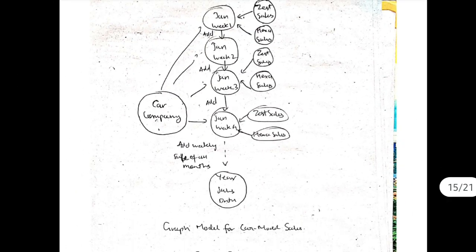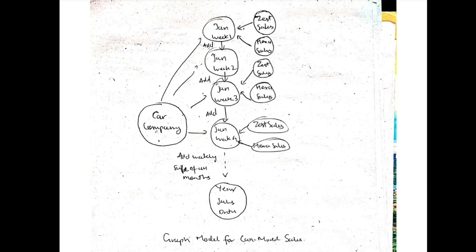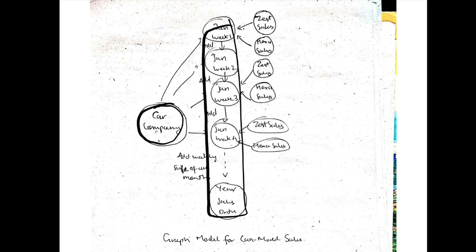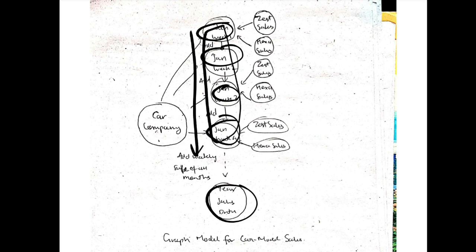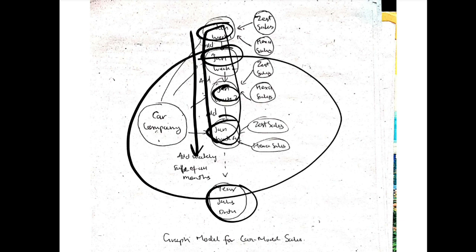And if you want a real life example, for example car model sales: here we have the car company, here we have the times in which the car company was selling and doing the transactions, and here are the company names, like Zest sales and Hexa sales. This is January week 1, January week 2, January week 3, January week 4. 4 weeks comprise a month. If you add up all of this, you will get yearly sales. This is how the graph is stored.